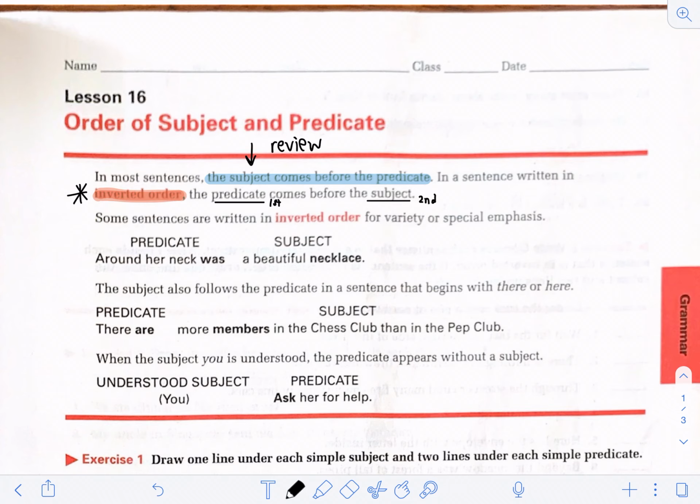Some sentences are written in an inverted order for variety or special emphasis. This is probably the most important thing to know, is it's just a way to mix up your sentence structure when you are writing, or if you're providing emphasis for something, then it would apply there. Example number 1. Around her neck was a beautiful necklace.